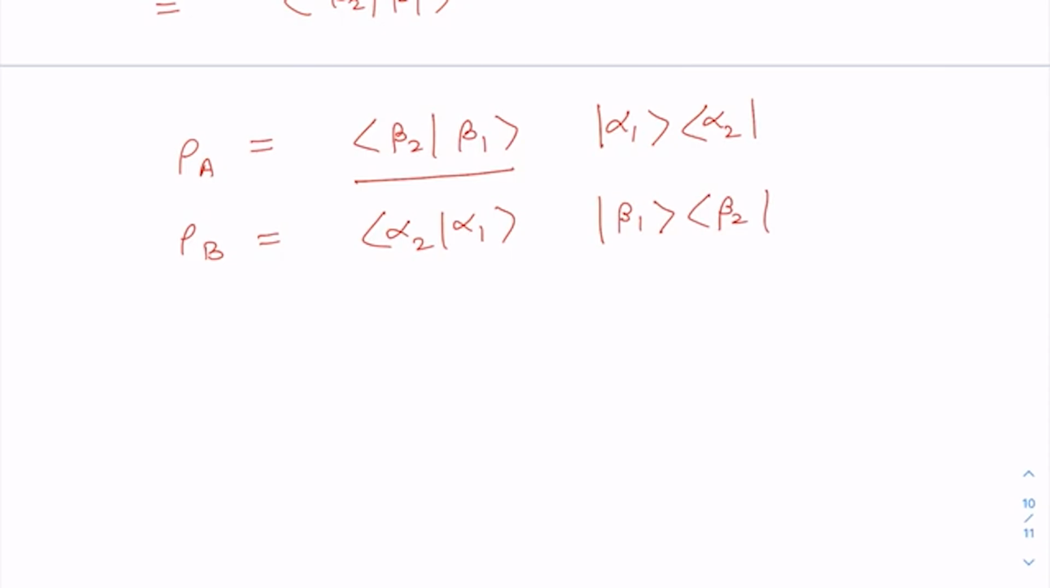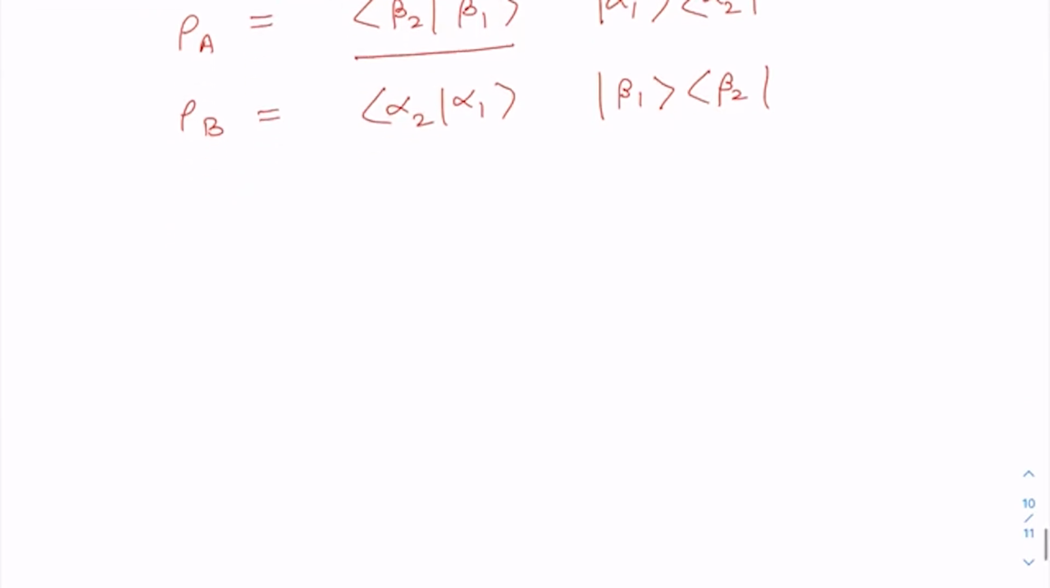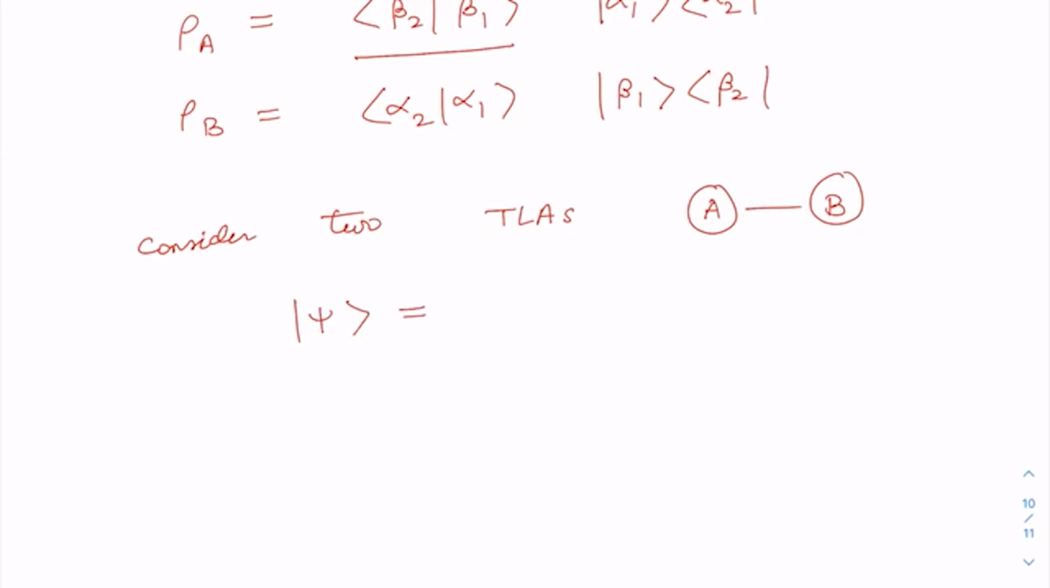I hope it is clear. So let me give an example. Let us consider two two-level atoms, A and B, and say they are entangled, and this entangled state for the composite system AB is represented by this state, in the ket 0 and ket 1 basis. This is the entangled state.